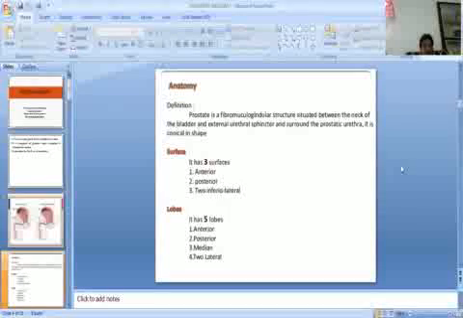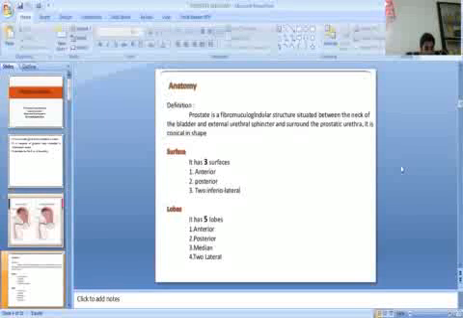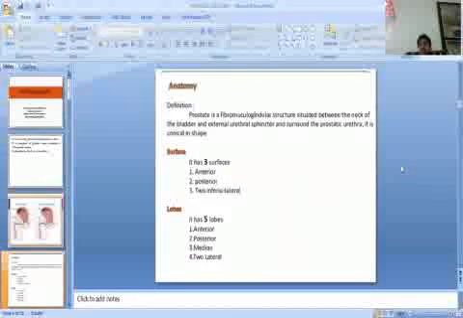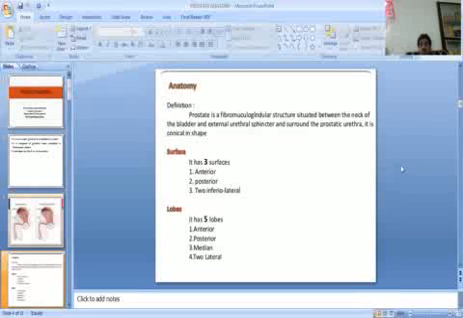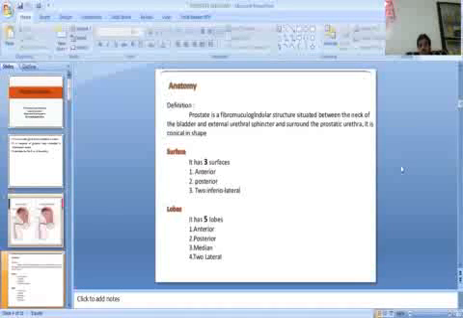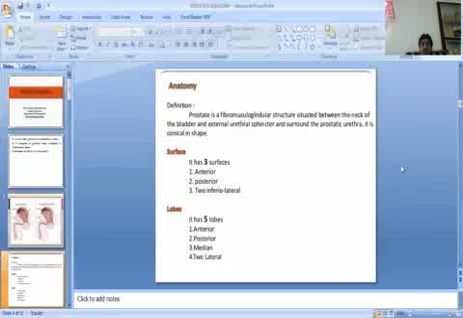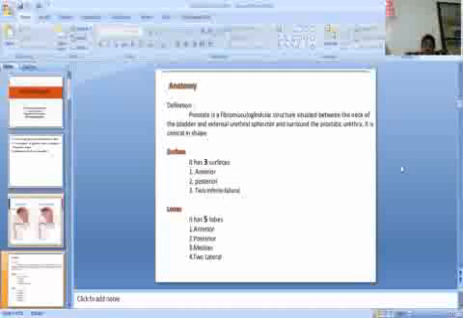Definition: the prostate is a fibromusculo-glandular structure situated between the neck of the bladder and the external urethral sphincter, and surrounds the prostatic urethra. It is conical in shape, meaning the prostate gland shape is conical.